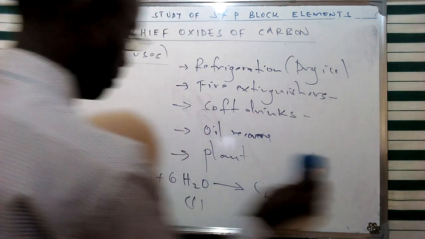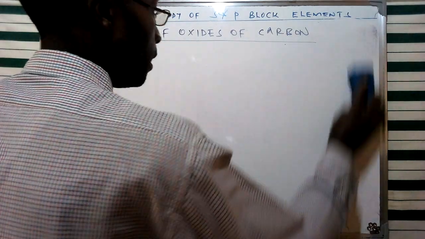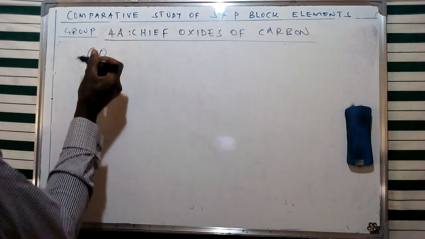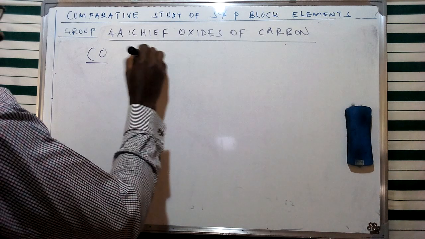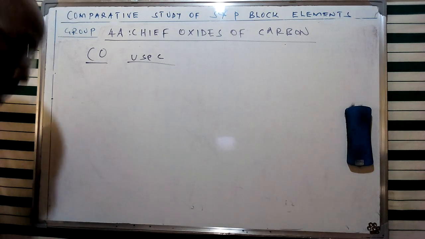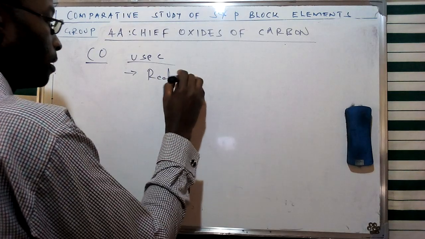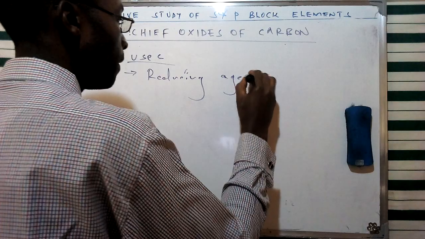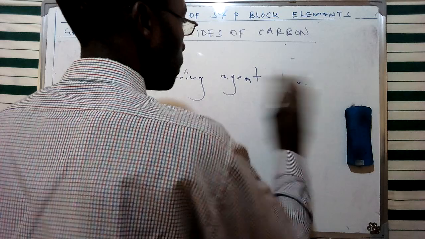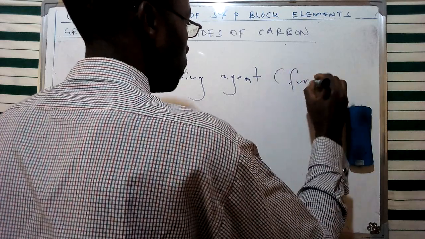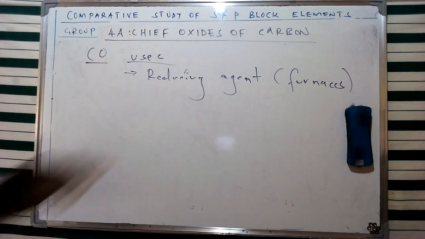Now, we are also going to look at the second oxide of carbon, carbon monoxide, which is achieved through the reaction of a limited supply of oxygen with carbon. And we're going to mention some of its uses in our day-to-day application. So this is going to be used in industrial processes as a reducing agent in furnaces. These are high-heated compartments which are going to be used in the manufacture or reducing of metals from their oxides, and other applications.